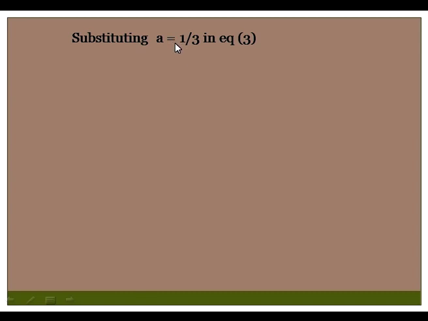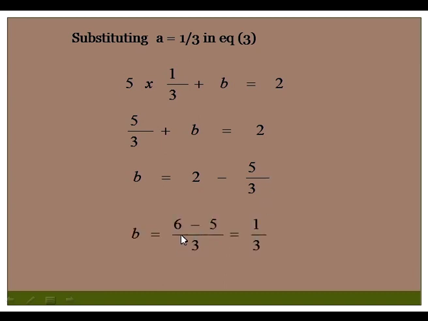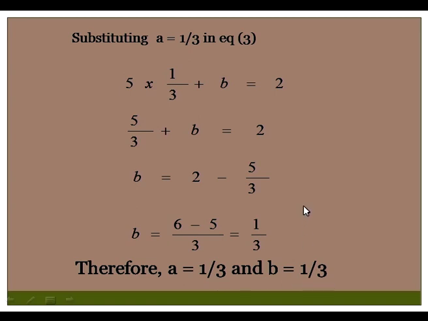Now we substitute a = 1/3 in equation 3 to find the b value. So 5 into 1/3 plus b is equal to 2. 5 ones are 5, so 5/3 + b = 2. b = 2 - 5/3. So we get b as (6 - 5)/3, which is equal to 1/3. Therefore, we get a as 1/3 and b as 1/3.